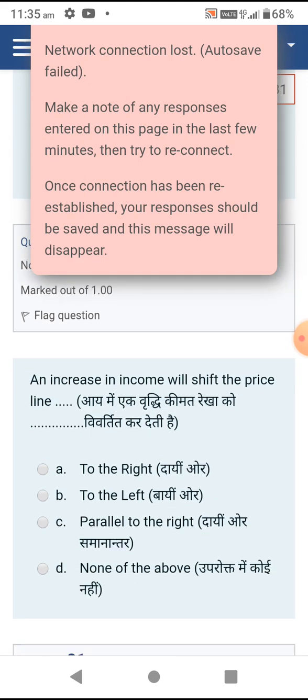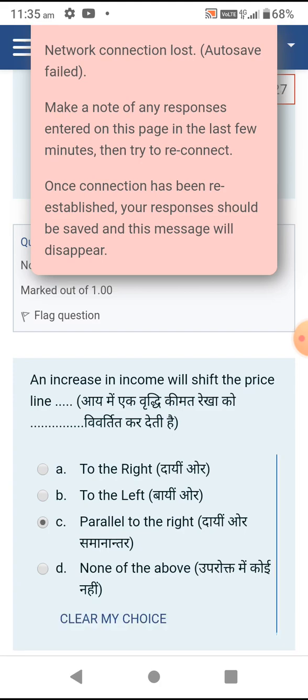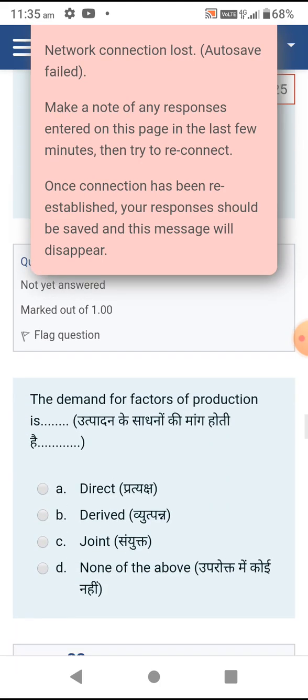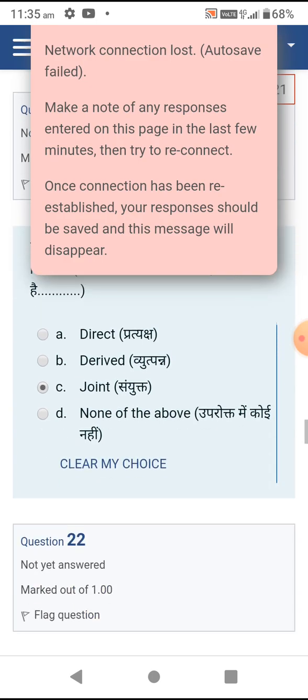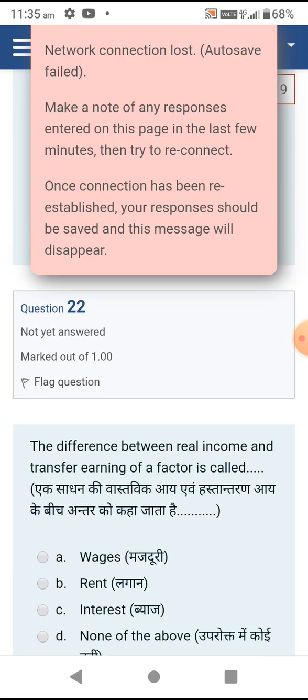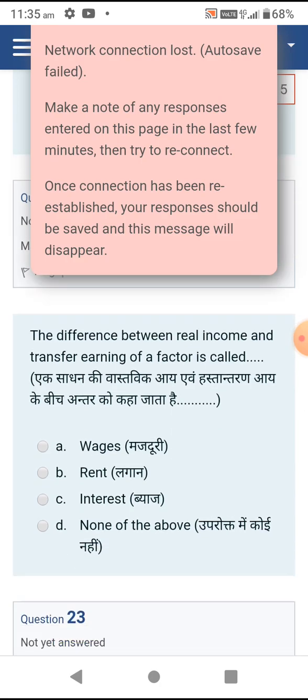An increase in income will shift the price line to the right, to the left, parallel to the right, none of the above. The demand for factors of production is direct, derived, joint, none of the above. The difference between real income and transfer earning of a factor is called wages, rent, interest, none of the above.